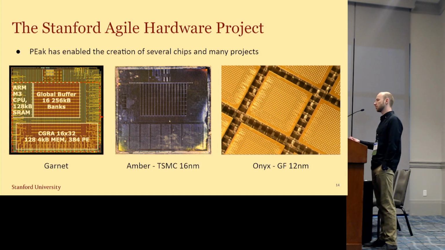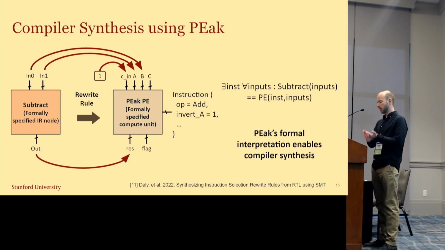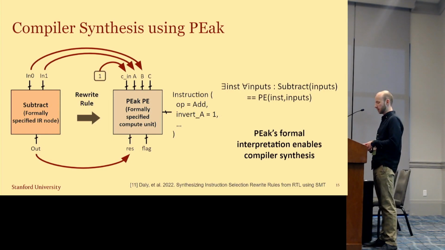Additionally, the unique features of PEak have enabled some really interesting projects. The first of which is a compiler synthesis project that leveraged PEak's formal interpretation. So within this compiler synthesis project, essentially what we're doing is synthesizing a set of rewrite rules for a specific processor, and combining that with an instruction selection algorithm to adapt a compiler to any sort of PEak processor. Here, a rewrite rule is essentially describing how you perform an operation, so in this case, subtract, on a PEak processor. Both of these are formally specified, and a rewrite rule just says what is the configuration of this PE such that it implements the subtract.